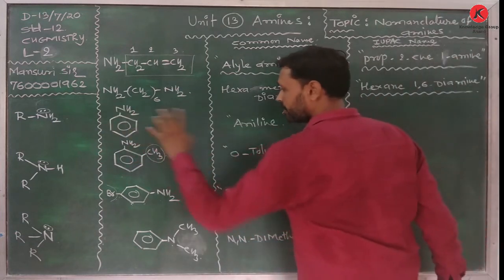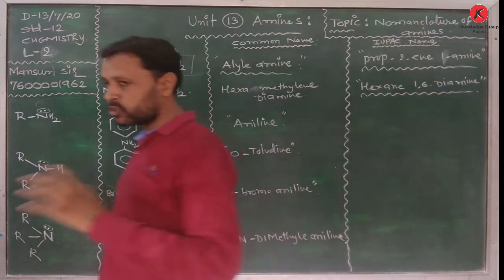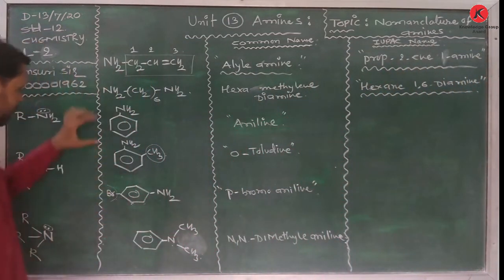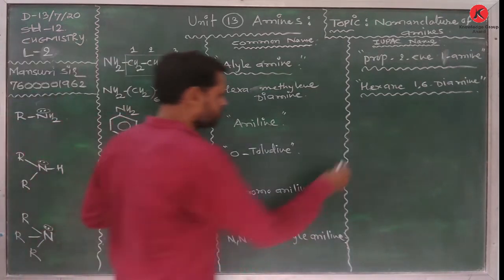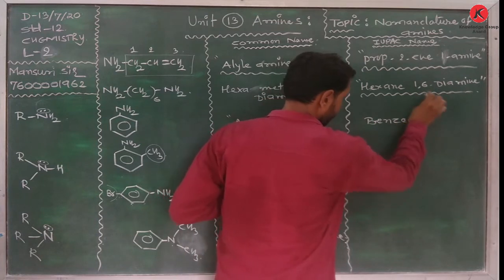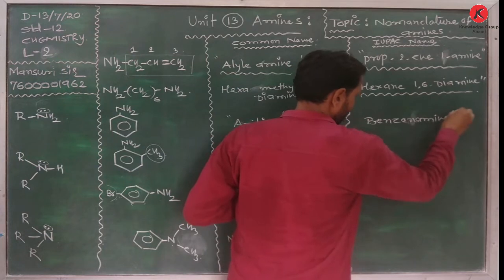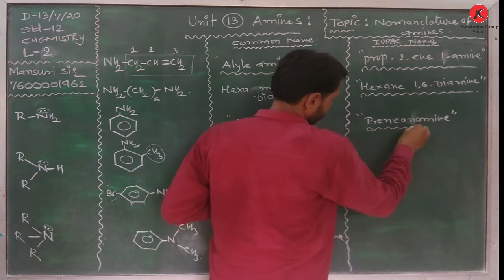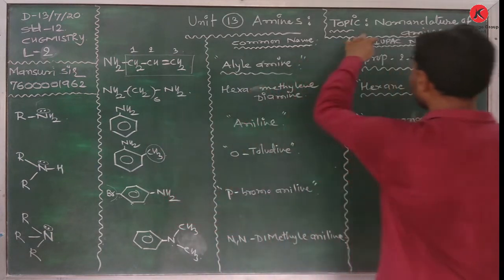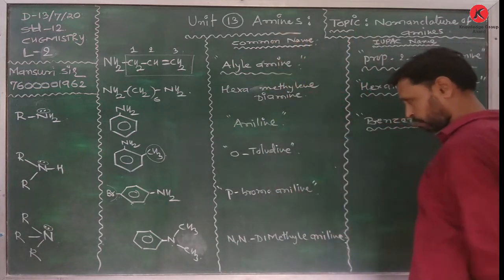benzene and amine both are given. NH2 is attached on the benzene ring, that is why the word will be benzeneamine. This is my benzeneamine. So the IUPAC name will be benzeneamine and the common name will be aniline.